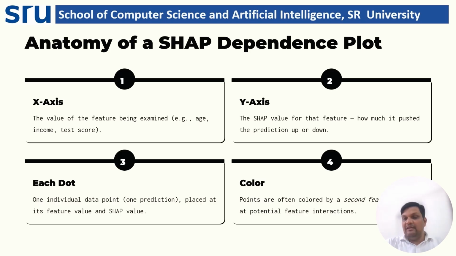So we can say here the x-axis gives the feature value, the y-axis gives the SHAP value, each dot is one data point, and color shows another feature, revealing possible interactions. This gives us a detailed and dynamic view of the model's behavior.